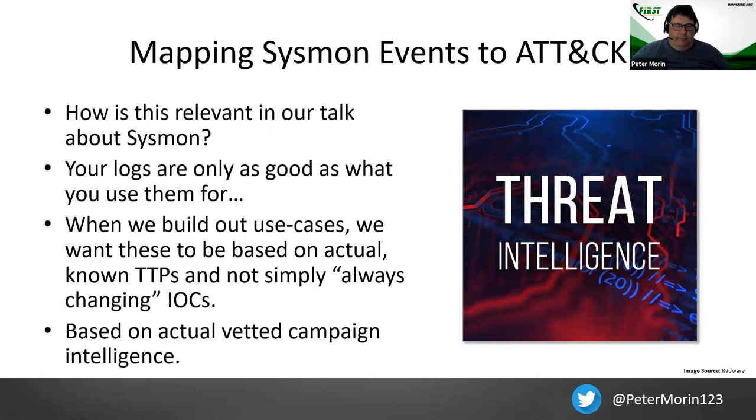So at that point, it's all about mapping Sysmon events to ATT&CK. So how is this relevant in our talk about Sysmon? Well, your logs are only as good as what you use them for. That's where I see a lot of people, for example, using traditional event logs, who only log on the access control side, they log all failed logins. So, to try to make this interactive, can anybody tell me why logging only failed login attempts in your event logs is half the information? Does anybody know?